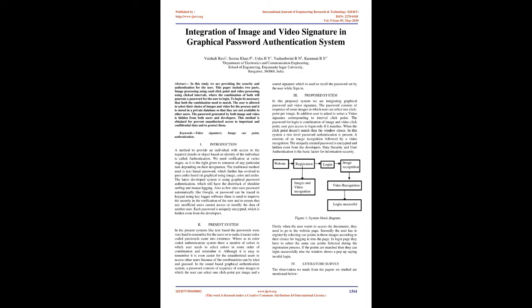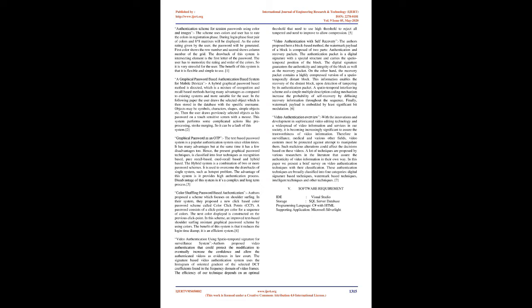Firstly, when the user wants to access the documents, they need to go to the website page. Secondly, the user has to register by selecting queue points in the images according to their choice for logging into the page. On the login page they have to select the same queue points selected during the registration process. If the points match, then they can log in successfully, else the window shows a pop-up saying invalid login.